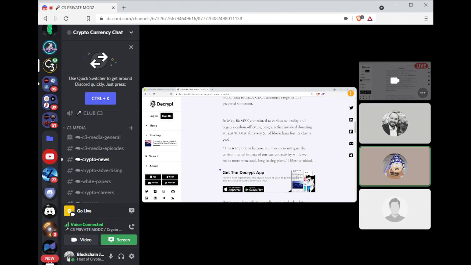In May, BitMEX committed to carbon neutrality and began a carbon offsetting program that involved donating at least 0.002 cents for every dollar of blockchain fees its clients paid.